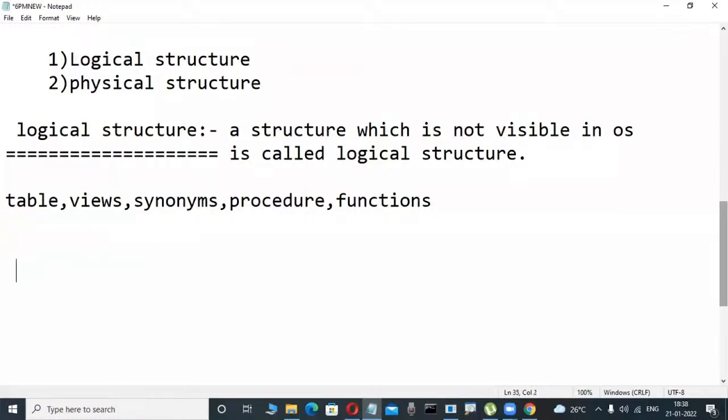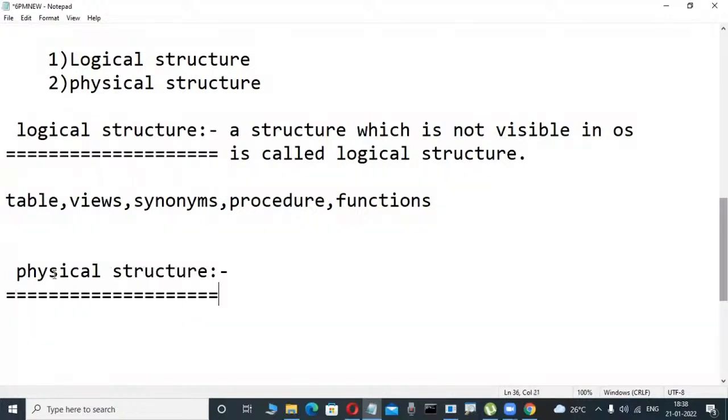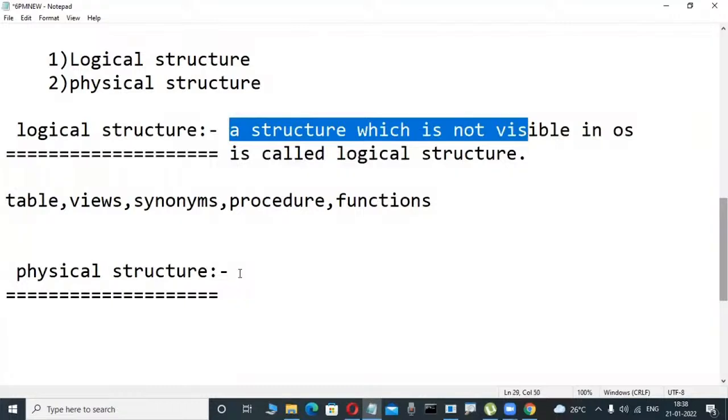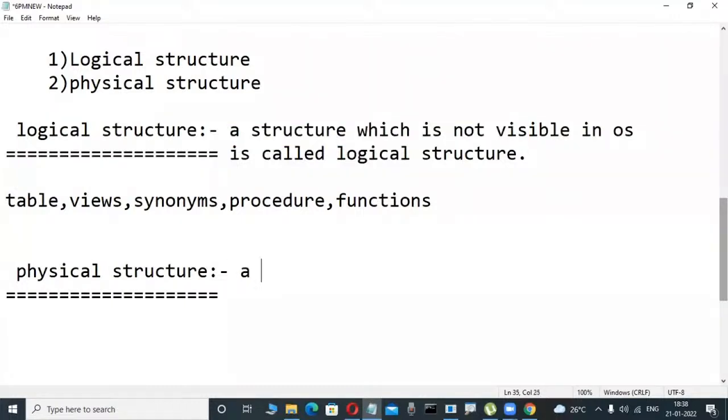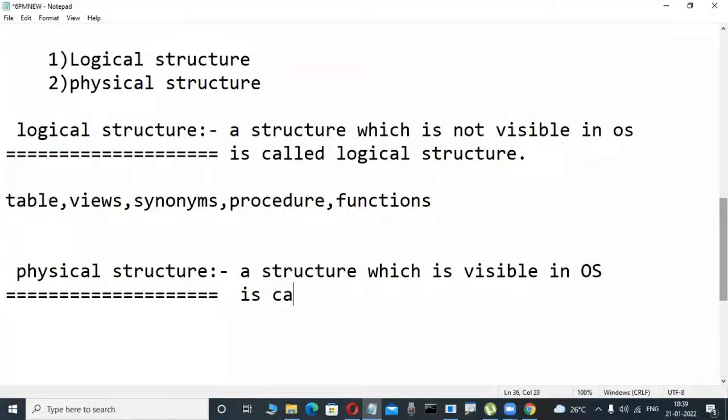Now observe it here. What is a physical structure? Don't write it down, just roughly observe. Physical structure is there. Just for the idea's purpose. What does physical structure mean? This is the opposite. A structure which is visible in the operating system is called a physical structure.